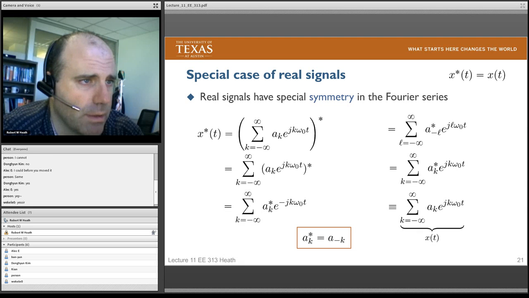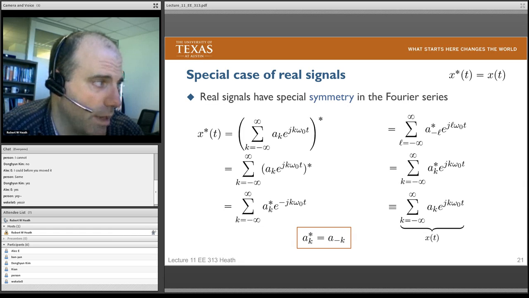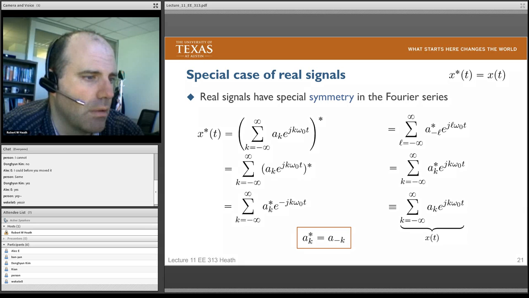And through the change of variables, I see that I can rewrite this as a sum over l of A star minus l e to the jl omega naught t. But from the original definition of the Fourier series, this is A k star e to the jk omega t, which is just equal to A k e to the jk omega naught t. So what we conclude in all of this is that the Fourier series coefficients corresponding to the negative frequencies, a sub minus k, are just the conjugates of the Fourier series coefficients at the values of k.